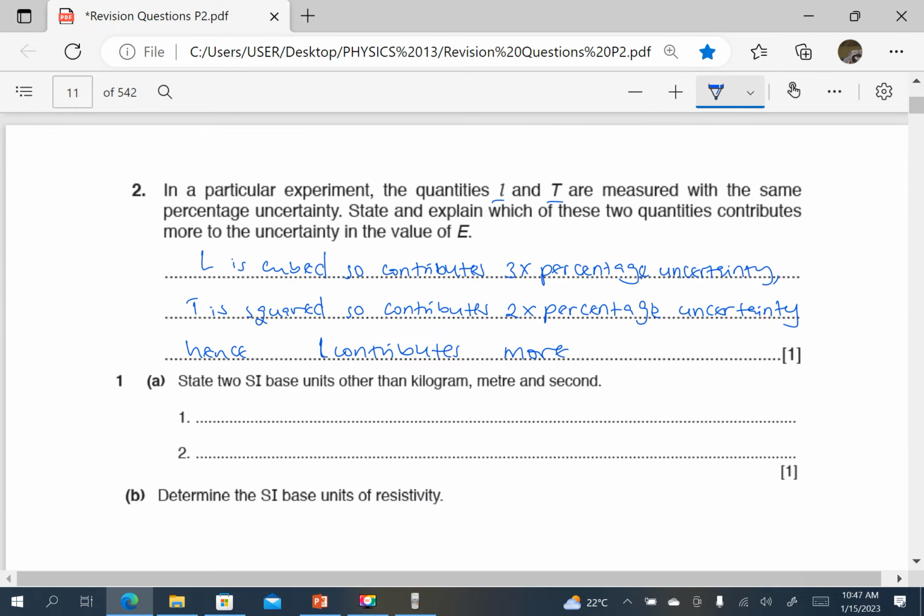State 2 SI base units other than kilogram, meter, and second. So we have seen the base units, they are 7, the 3 have been given. So kilogram for mass, meter for length, second for time. So we have temperature, that is Kelvin. We have amount of substance, that is mole. We have current, that is ampere. We have luminous intensity, that is the candela. So those are the other SI base units.